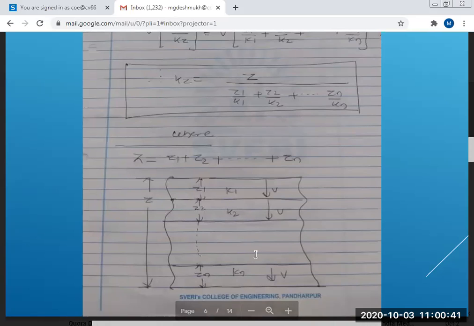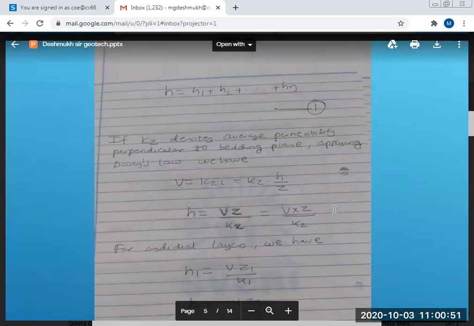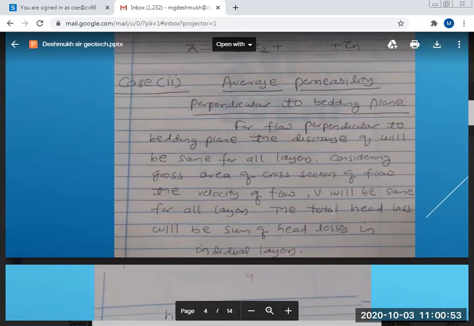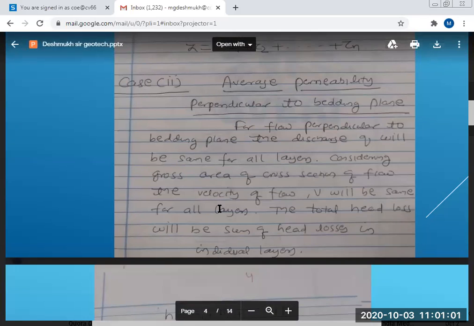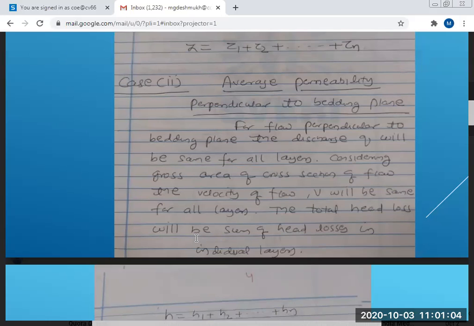Discharge flowing, in that case everything was different, so we used to add the discharge of this, this and this. Here the discharge is same, so velocity is same here. This is the fundamental thing you should know. So what is the change here that I will tell you. Now coming to here, for flow perpendicular to bedding plane, the discharge Q will be same for all layers. Considering gross area of cross section for flow, the velocity of flow will also be same. When discharge is same, area is same. So Q is equal to A into V. When discharge is same, velocity is also same.